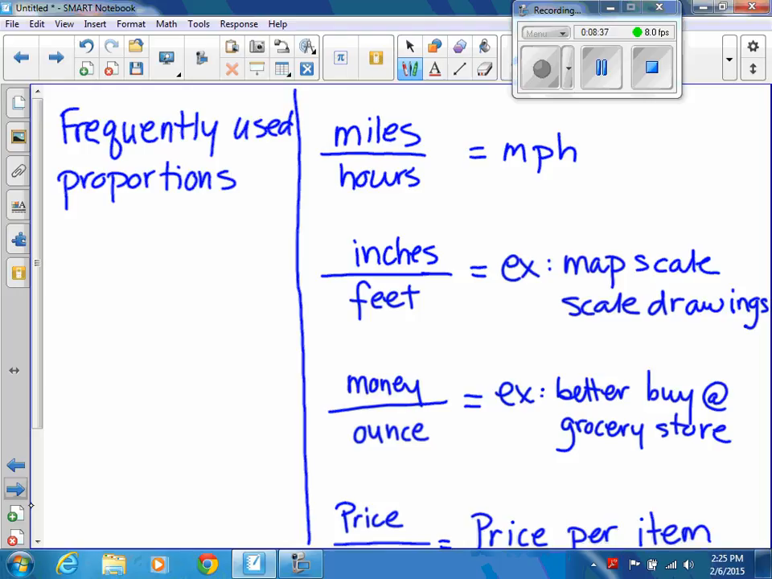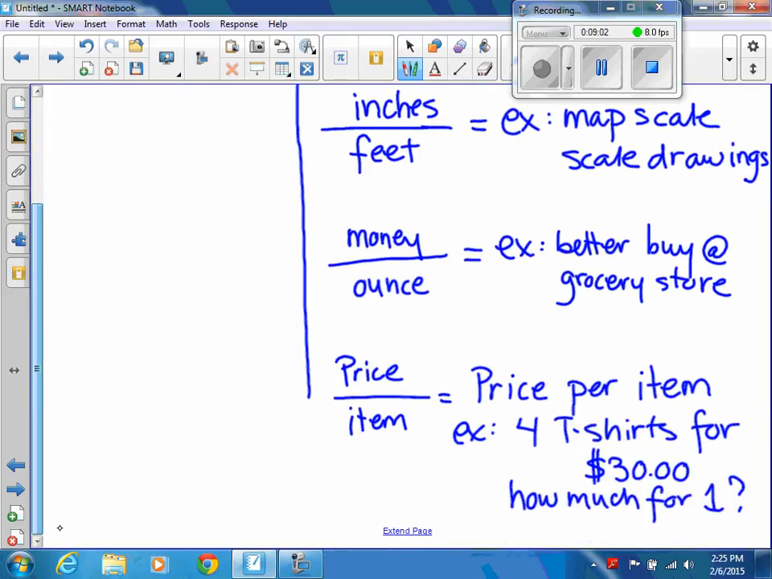It also could be a scale drawing type of a situation where you're making a model, or maybe you are looking at a floor plan of a house and you want to know, well, how big is the room really? So maybe on the floor plan it says it's 3 inches by 5 inches, but those inches equate to 1 inch is 3 feet or something. So you can figure out how big the room might be. Another example would be money per ounce. This I use a lot when I go to the grocery store.